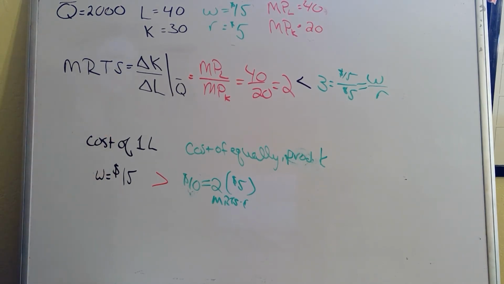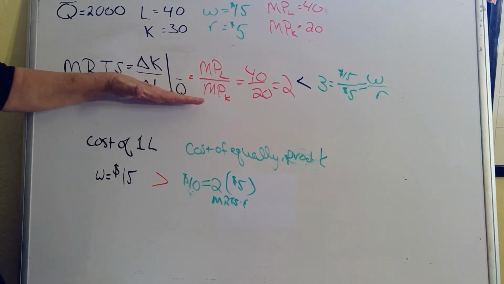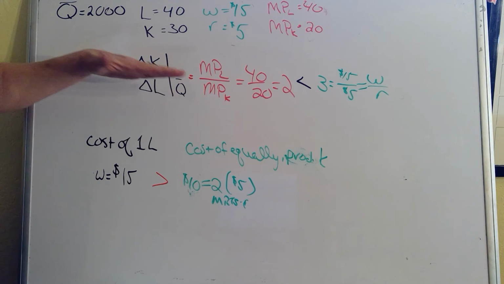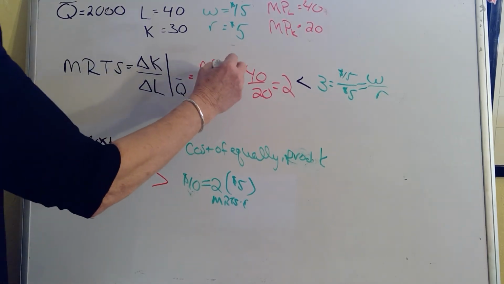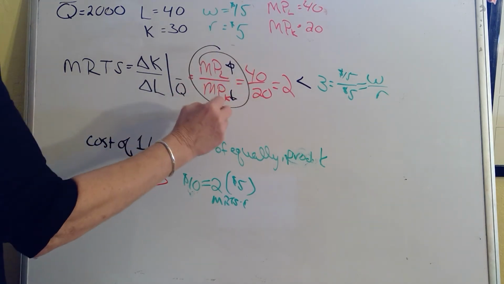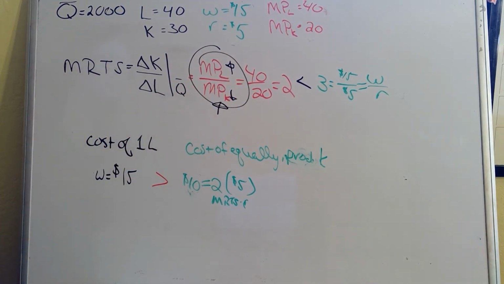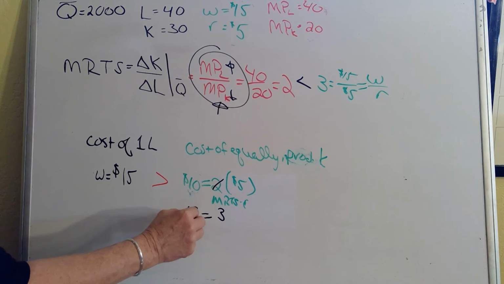There's a point I want to make that I saw a lot on your problem set, and I really want to emphasize. You don't change your input combination because you want to change your marginal rate of technical substitution. That's a result of changing your input combination. Yes, as I hire less labor, my marginal product of labor goes up. As I hire less capital, my marginal product of capital goes down. So my marginal rate of technical substitution does go up, and eventually it goes up to 3, and this ends up equaling 15.